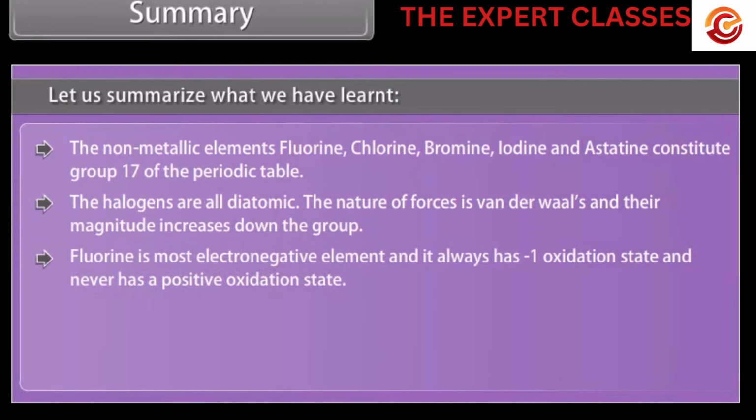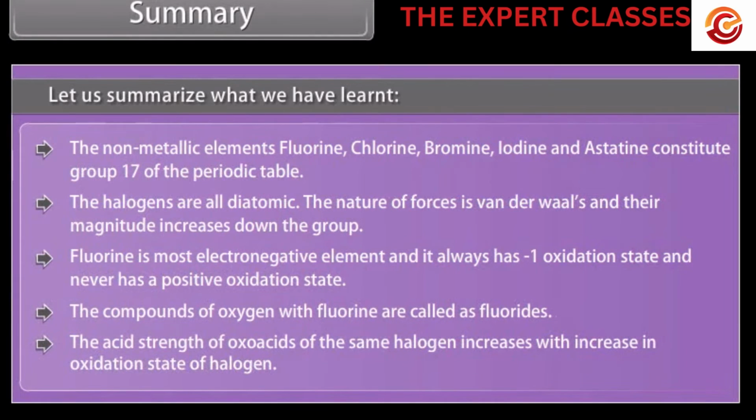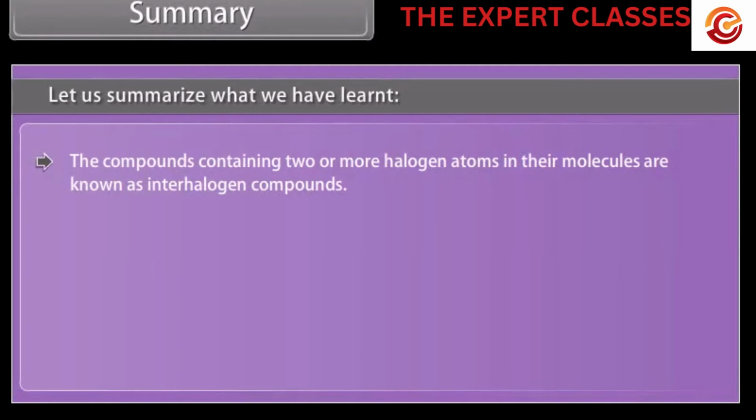Fluorine is the most electronegative element and it always has a -1 oxidation state and never has a positive oxidation state. The compounds of oxygen with fluorine are called fluorides. The acid strength of oxoacids of the same halogen increases with increase in oxidation state of the halogen. The compounds containing 2 or more halogen atoms in their molecules are known as interhalogen compounds.